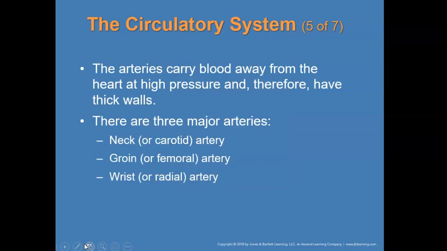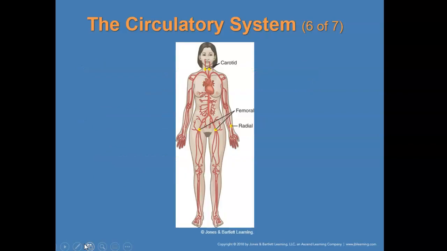The arteries carry blood from the heart at a high pressure, and therefore they have thick walls. There are 3 major arteries: neck or carotid artery, and that's the artery that we would check for a pulse with CPR. Groin or femoral artery. I don't know if you remember during CPR, they were checking the femoral artery to make sure they were pumping correctly. And then the wrist is your radial, which is the most common place that we take a pulse, right? So you got your carotid, femoral, and radial.